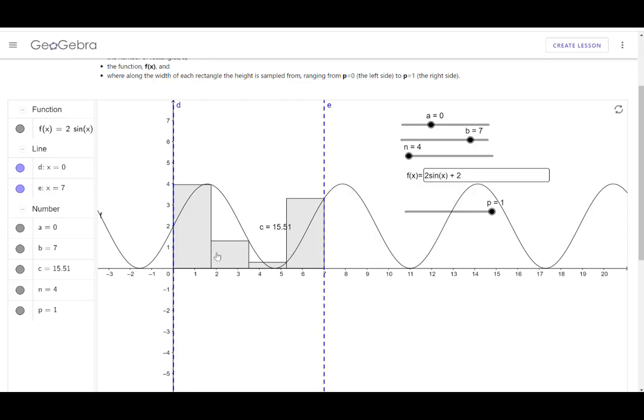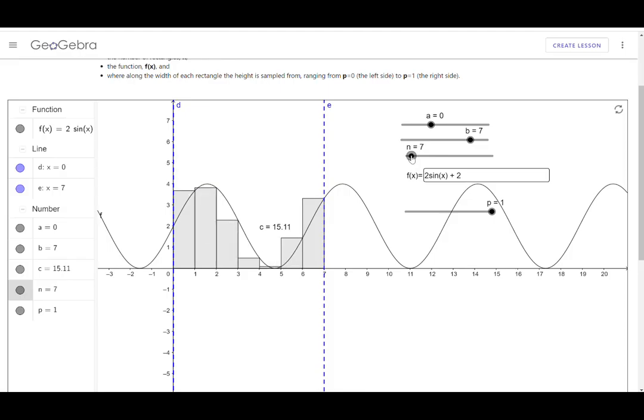And clearly 4 rectangles is not enough. There's a lot of overflows, underflows. We're not covering the total area under the curve very well here. So what I can do is increase the number of rectangles. Let n, the number of rectangles, instead of 4, say I have 7 rectangles now. I have 11, 12. Now I'm just going to go a whole bunch more.